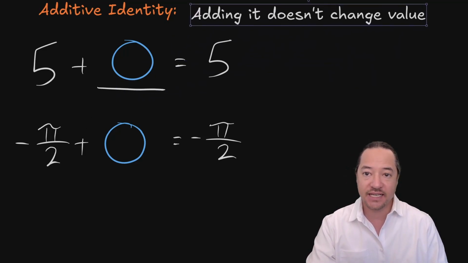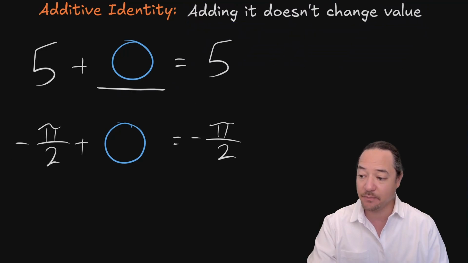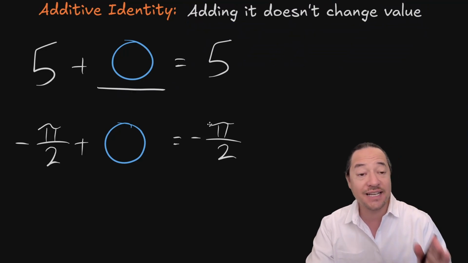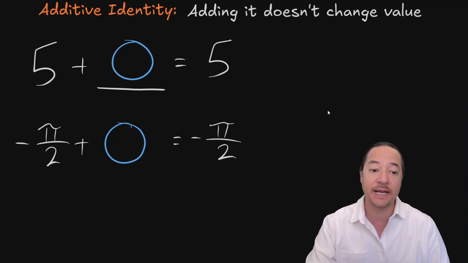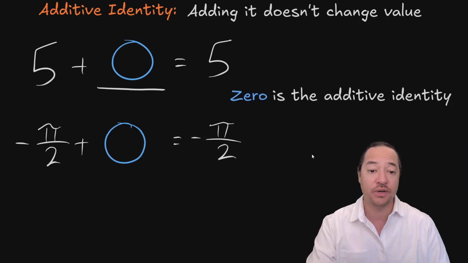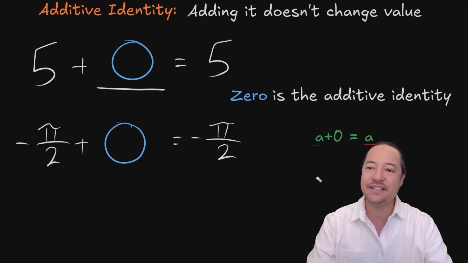So here's the idea. An additive identity is something where adding it does not change the original value. In particular, 0 is the additive identity. Whenever you add 0, you do not change the value. You get the same value back. So in general, we can say that any number A plus 0 will just equal A again. Okay, so that's the idea of an additive identity. When we come to other types of operations, we will find different types of identities. But for addition, the identity is 0.